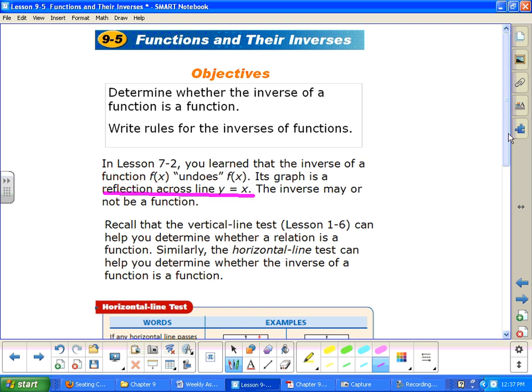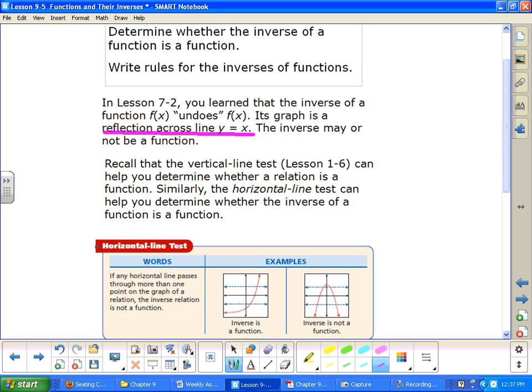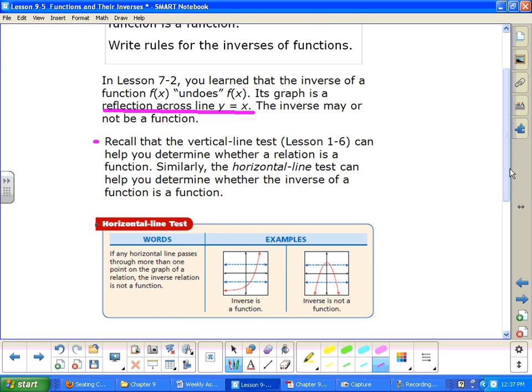solving for y. One thing to recall is that the vertical line test can help you determine whether a relation is a function, right? We draw a vertical line. If it ever intersects more than one point, it would not be a function. Well, there's another test called the horizontal line test. And the horizontal line test tells me that if I intersect a graph more than twice with a horizontal line, then the inverse is not a function. Okay? So vertical line test tells you whether a relation is a function or not. Horizontal line test tells you whether the inverse is a function or not.